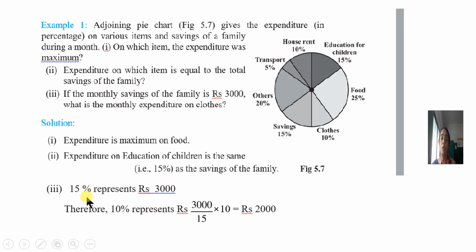Here it will be cross multiplication. One statement here you can equate. If 15% is rupees 3000, then 10% is how much? Is it clear? The saving is 3000, which means 15% is equal to 3000. So when we cross multiply, 10 into 3000 upon 15, you get the answer rupees 2000.